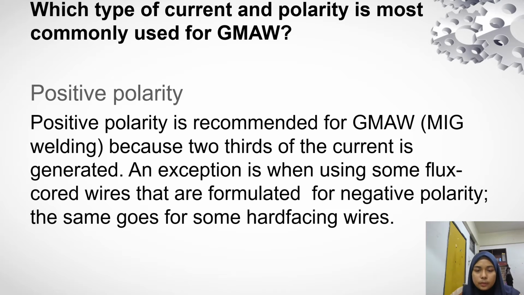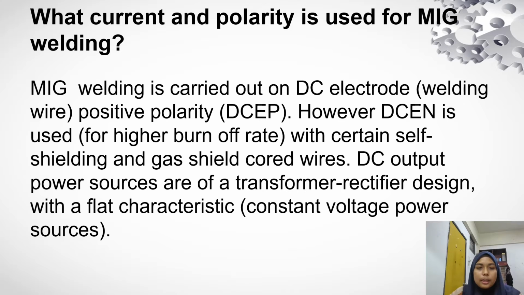An exception is when using some flux-cored wires that are formulated for negative polarity. The same goes for some hard facing wires. What current and polarity is used for MIG welding? MIG welding is carried out on DC electrode welding wire, positive polarity, DCEP. However, DCEN is used for a higher burn-off rate with certain self-shielding and gas-shielded wires.